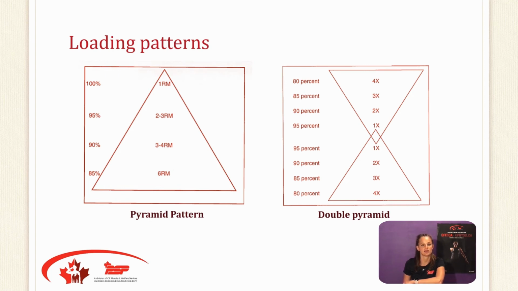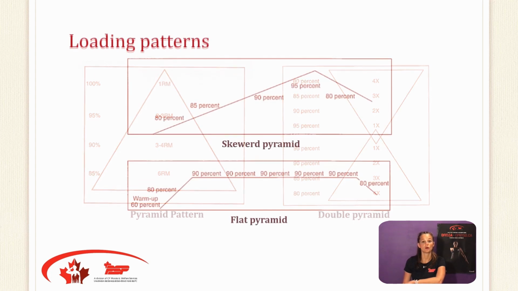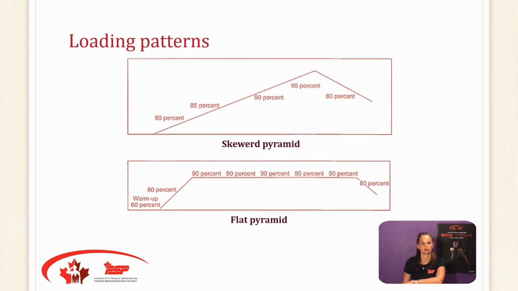The load increases progressively from the bottom up to 95% of 1 rep max, and then decreases again for the last sets. The last sets with the loads of 85 and 80% are meant to improve power. The skewered pyramid is an improved variation of the double pyramid. This is also mostly used in sports training. When we are talking about improving speed and quickness, this is an excellent choice.